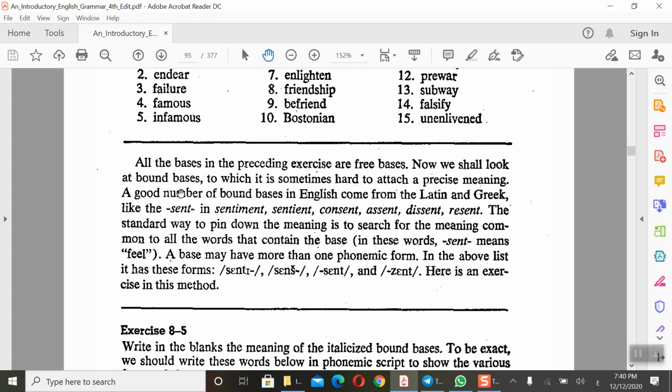Now we shall look at bound bases, to which it is sometimes hard to attach a precise meaning. It is very difficult, and there is a very small number of words that have bound bases. Okay, the number is small and it is rare. A good number of bound bases in English come from Latin, from Greek, like sent in sentiment, sentient, consent, assent, descent. The standard way to pin down the meaning is to search for the meaning common to all the words that contain the base. Sent means feel. Okay, so it is very rare.